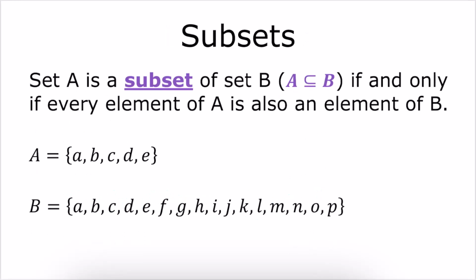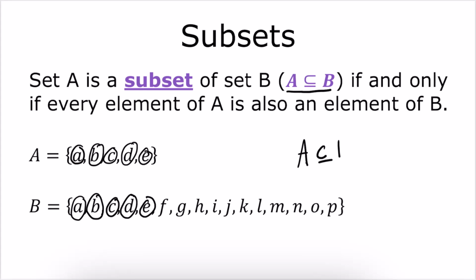Another relationship that we can describe between sets is the idea of a subset. We say that A is a subset of B if and only if every element of A is also an element of B. If we look at these two sets, little a is in A and also in B, little b is in A and also in B, and little c, little d, and little e are in B. Because every single element in A is also an element of B, we can say that A is a subset of B.